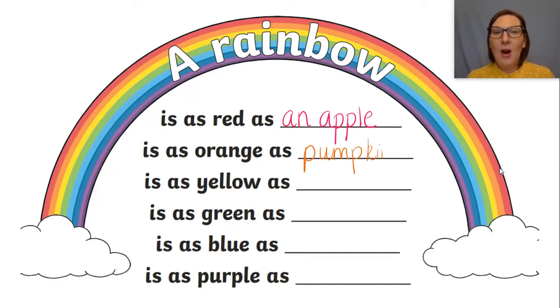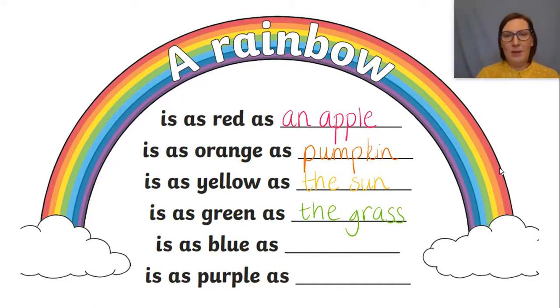So I put as orange as a pumpkin. Pumpkins are really bright orange, aren't they? So I liked that one. And as yellow as the sun. The sun is really bright yellow, isn't it? Almost white even. And I put as green as the grass. Grass is always beautifully lush and green, isn't it? When it's been raining a bit and been a bit sunny, it's really bright and lovely.